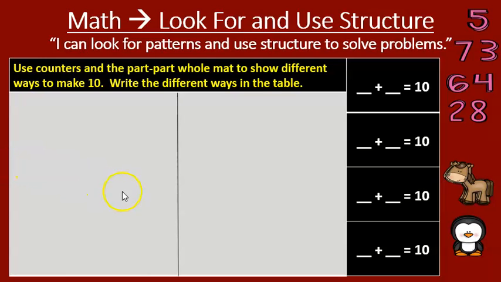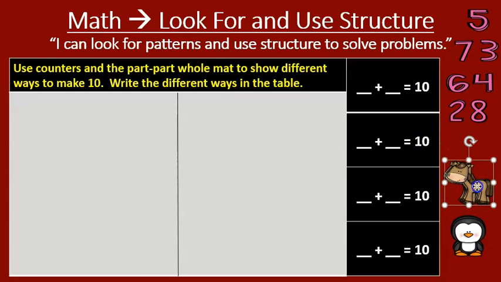Watch your screen, okay? I'm going to use these two animals here. We have a horse here and we have penguins here, okay? Remember, boys and girls, this part whole mat is broken up into 2 parts. You see, there's a black line right here. We have to put some horses on this side, and we're going to put some penguins on this side. Both sides have got to equal what number? 10. Good job.